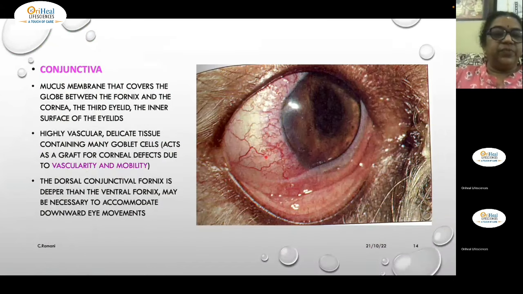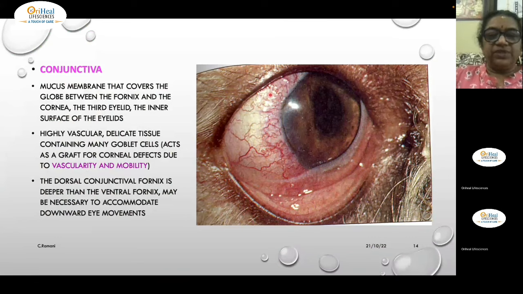Then comes the conjunctiva. So you have a conjunctival layer basically formed of mucous membrane that covers the eyeball. It also covers the eyelid. It also covers the third eyelid. This is the third eyelid and this is the third eyelid margin.